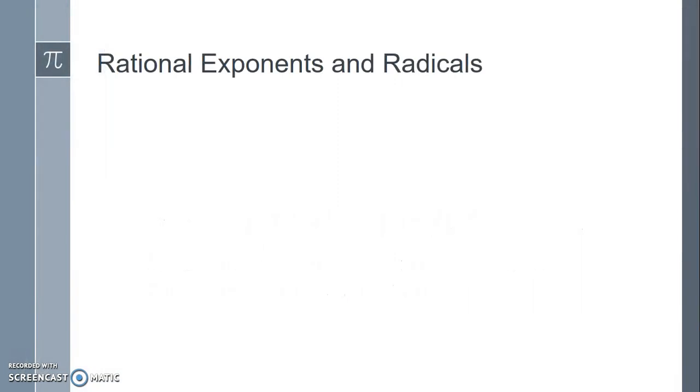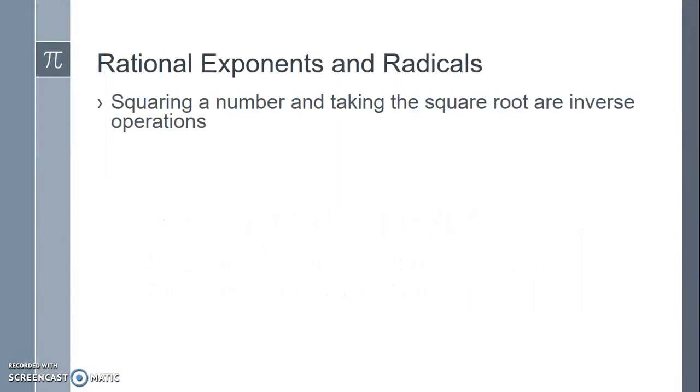So, rational exponents and radicals. Squaring a number and taking the square root are inverse operations. This is something that we learned before when we talked about inverses, and something that we need to remember now. For example, when we have the square root of x and we square it, we get x. The square and the square root cancel each other out.